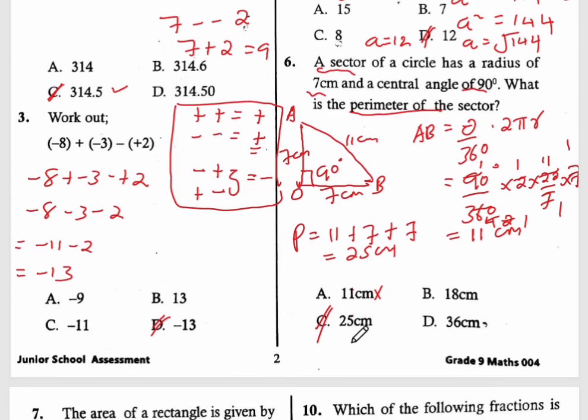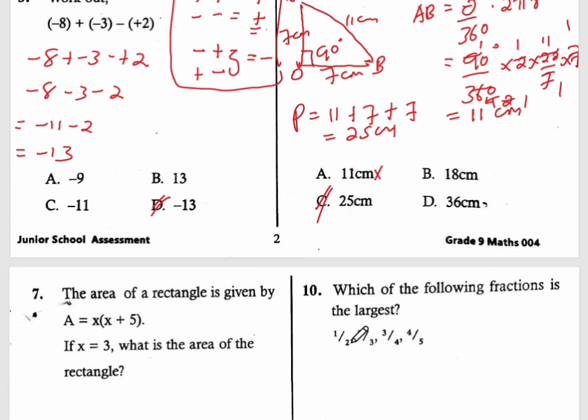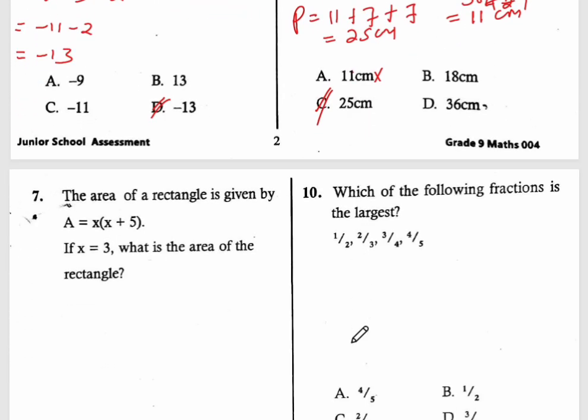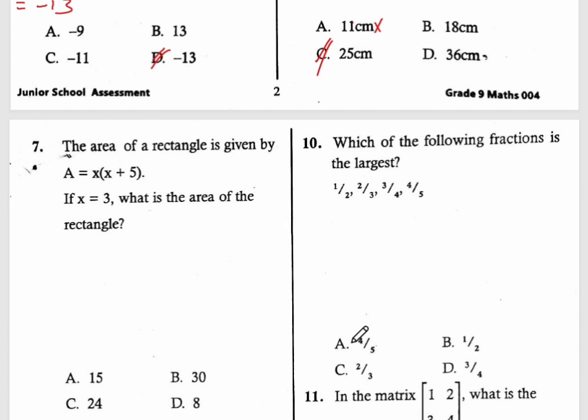Let us continue to question number 7. Number 7 is saying the area of a rectangle is given by A equals X into brackets X plus 5. If X is equal to 3, what is the area of the rectangle?